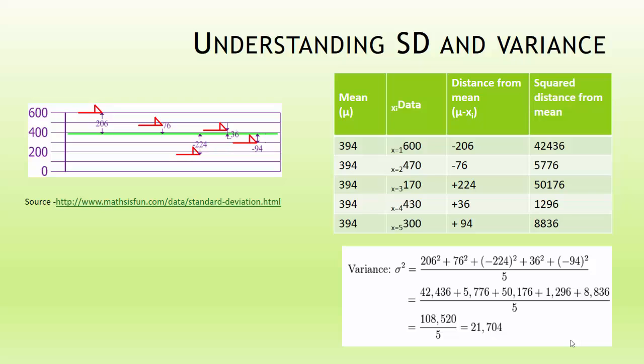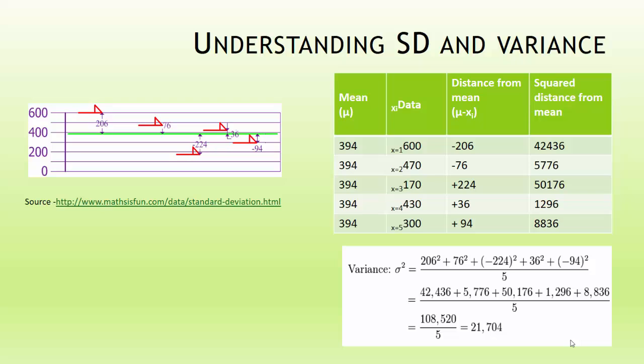Now, distance from the mean is usually used in terms of squared distances. The reason for squaring the distances is that we eliminate the negative signs in front of the distance from the mean. That is 206. If we square it, it becomes a positive number, that is 42,436. So we calculate variance.